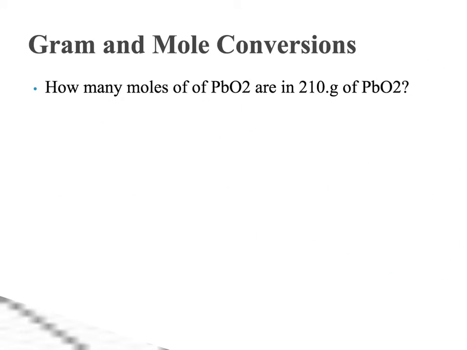All right, let's do this next one. Now, basically what I'm doing in this PowerPoint is I'm doing one of each kind of calculation so you have an example to follow. In this case, this time we want to go moles to grams. So it's asking us how many moles, so that's what we're going to be looking for, are in 210 grams of lead oxide. Now that 2 is supposed to be little, but for some reason on this PowerPoint it makes them big. So just going to have to deal with that.